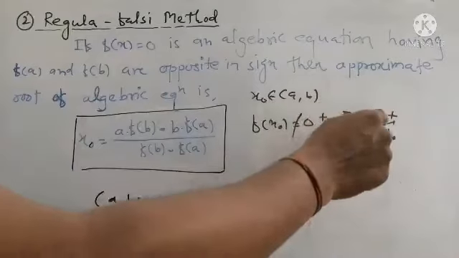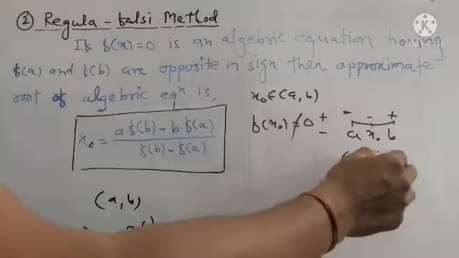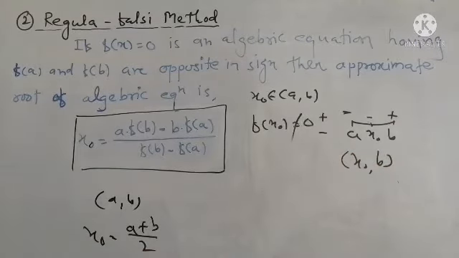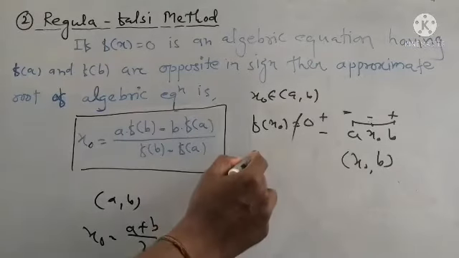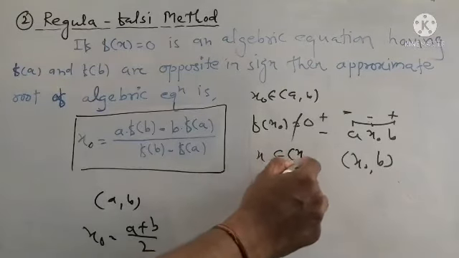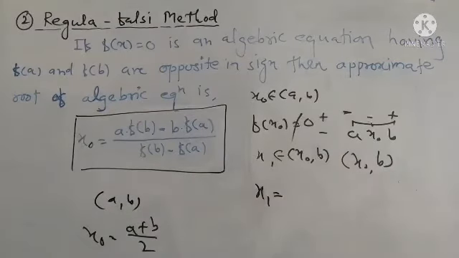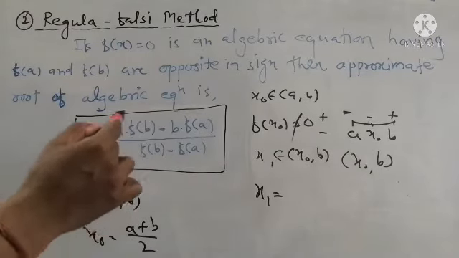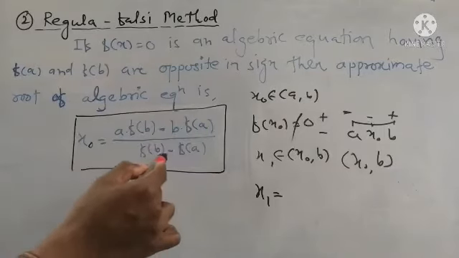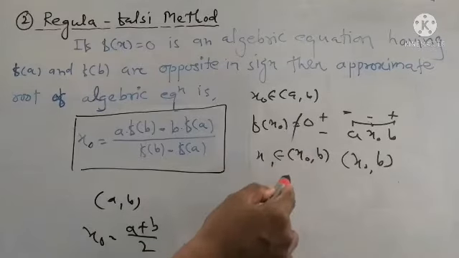If f of x naught is negative, then we get the interval x naught b, as the reason is the same: for x naught and b the function changes sign. As we consider f of x naught negative, we evaluate the new interval as x naught b. So the new root x1 lies in this interval x naught b. By using this regula falsi formula, we can evaluate x1. x naught is defined in interval ab as a into f of b minus b into f of a divided by f of b minus f of a. Similarly, x1 can be defined in interval x naught b, as x naught is the first endpoint.